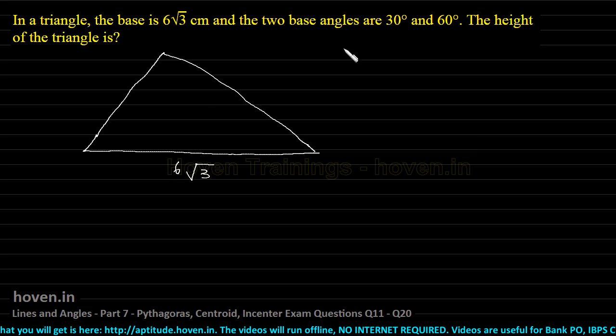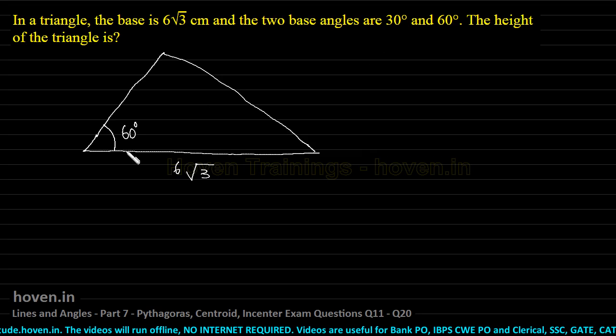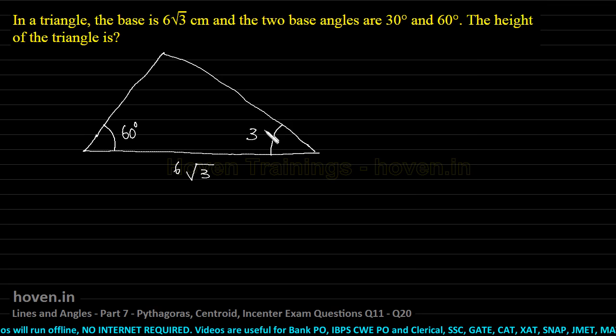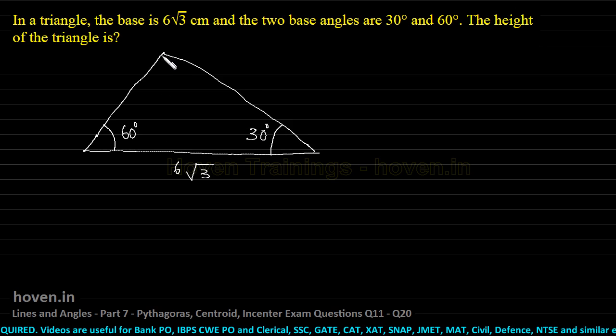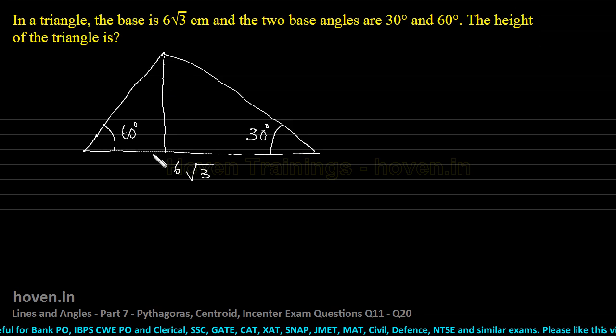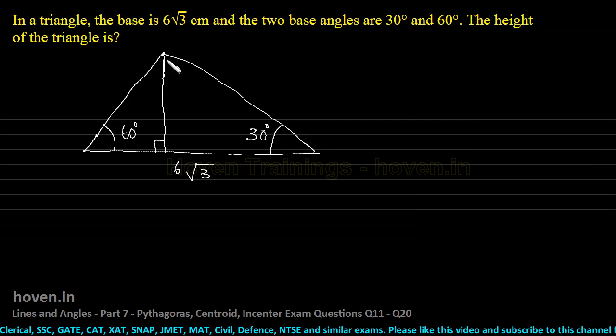And the two base angles. Now base angles means this attached angle is 60. This is attached to the base. This is also attached to the base. So these are the base angles that have been given as 60 and 30. We have to find out the height of this triangle, that is, if we have to draw a perpendicular on this side, then we have to find out the height of this perpendicular.